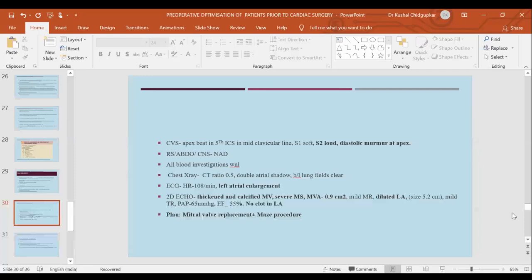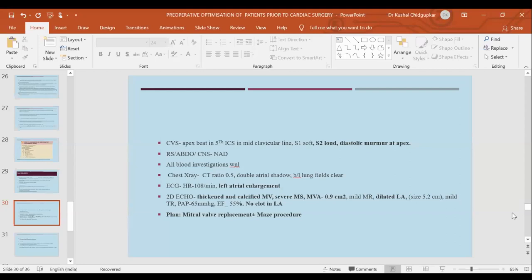But the degree of PH, if you see the pulmonary artery pressure is 65, which is not too high. So the mean pressure may be less than 40 in this patient. We have seen patients who have PA pressures equal to systemic pressures. So a PA systolic of more than 80 in mitral valve disease is considered severe PH and is likely to be pre-capillary in nature. They are not likely to decrease after surgery, they carry a high risk of morbidity and mortality, and their symptoms may not improve to the extent that they would in a patient who has post-capillary pulmonary artery hypertension.